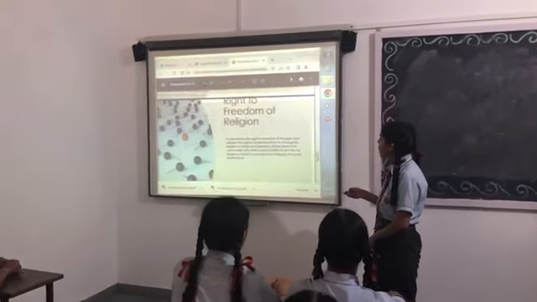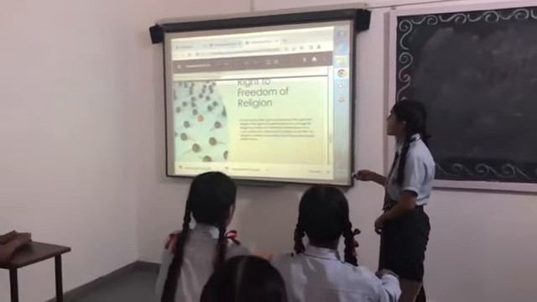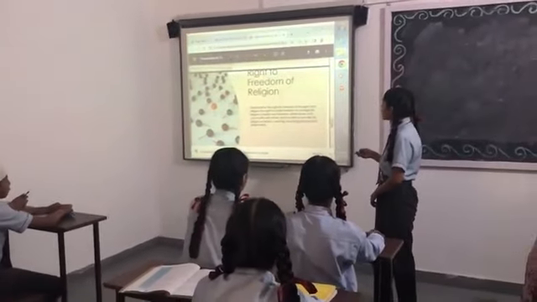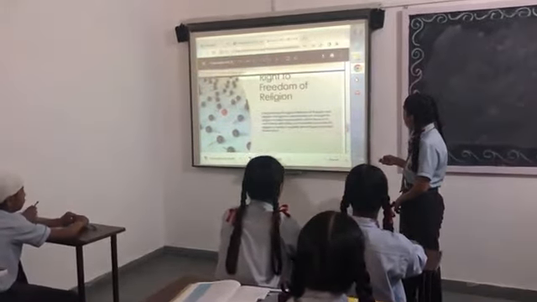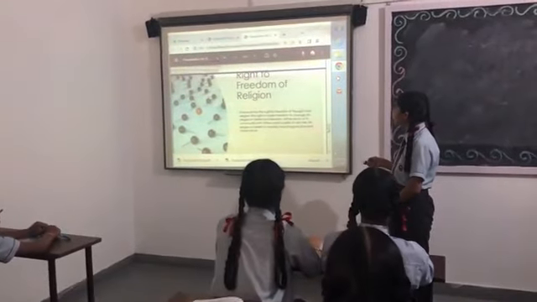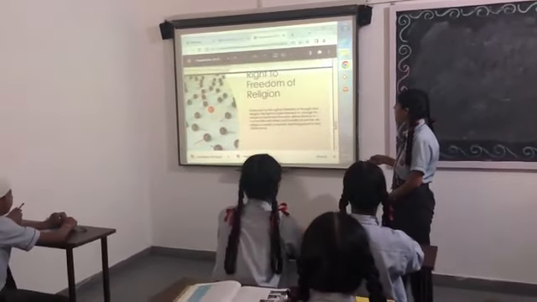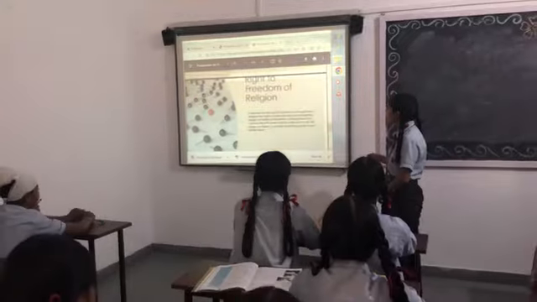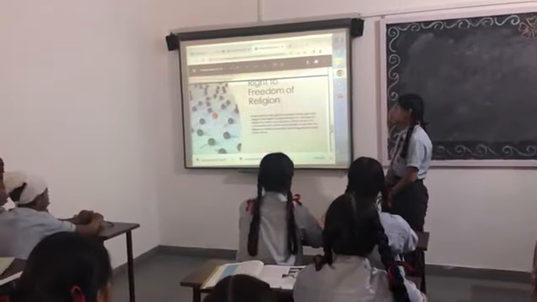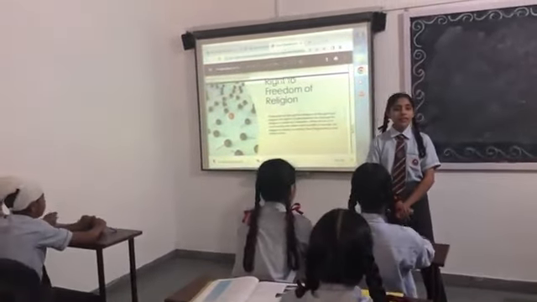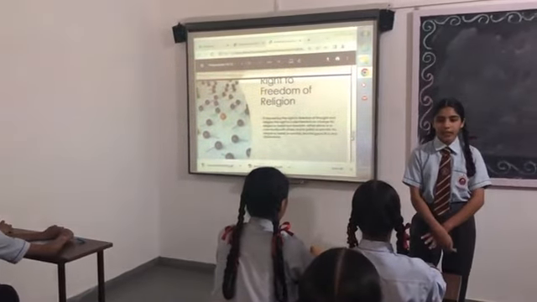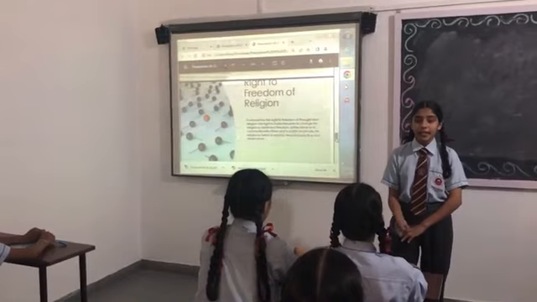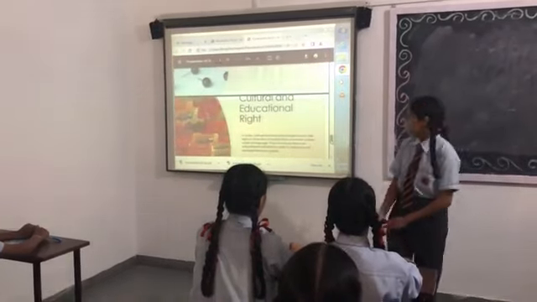Next, right to freedom of religion. Everyone has a right to freedom of thought and religion. This right includes freedom to change his religion or belief and freedom, either alone or in community with others, and in public or private, to manifest his religion or belief in worship, teaching, practice and observance. Right to freedom of religion means every person can choose the religion of their choice. No one is forced to choose any religion.